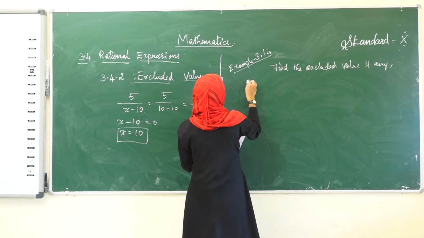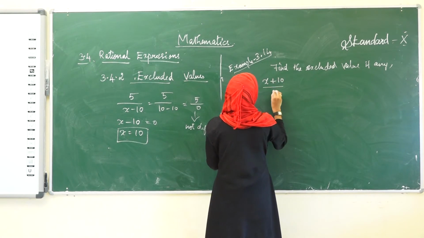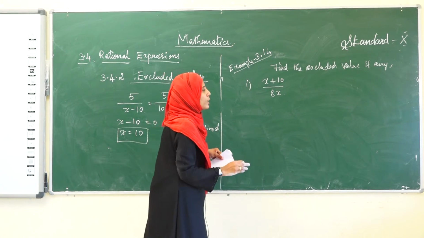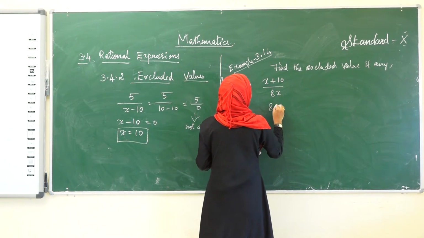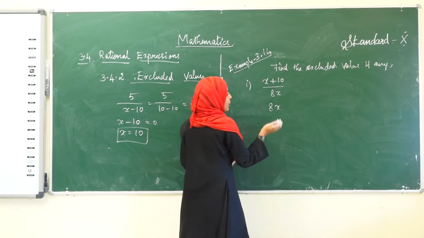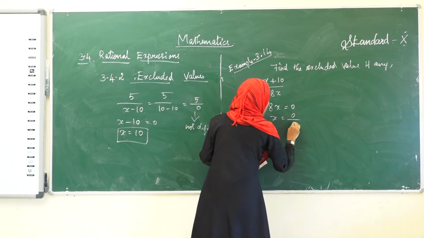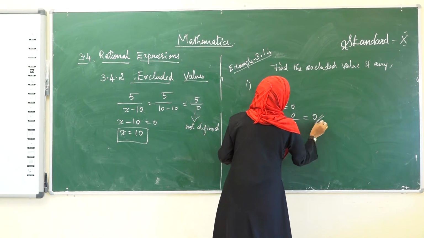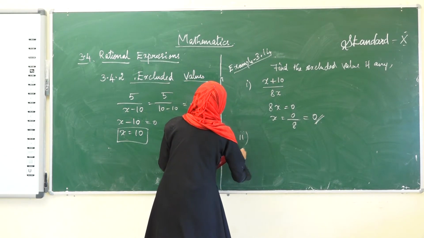See the first subdivision, what they have given? x plus 10 divided by 8x. For finding the excluded value, the numerator is not necessary for us. We are just going to take the denominator, that is 8x, and equate this to 0. 8x is equal to 0. Therefore, x is equal to 0 divided by 8, and 0 divided by any number is 0. Therefore, the excluded value is 0.